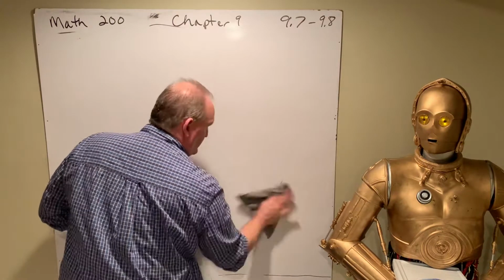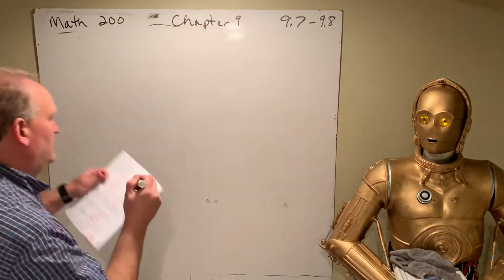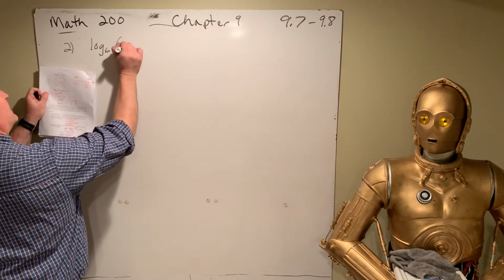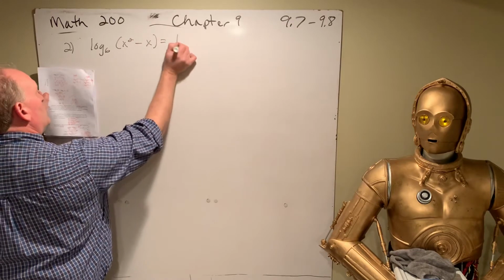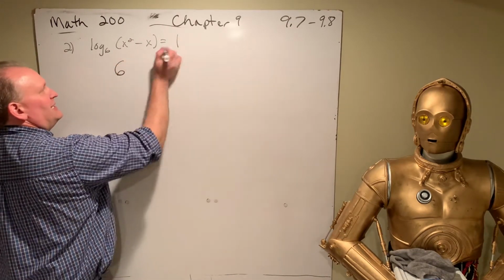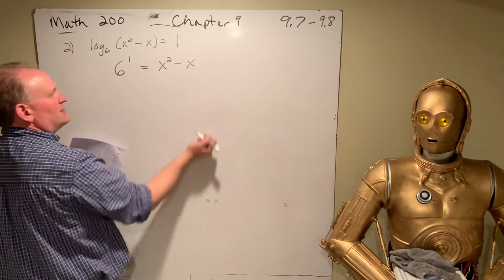Except for the review, the final review. I'm still going to do a video on that. So here, number 2. Log base 6 of x squared minus x is equal to 1. So how do I do that? Well, that's 6 to the first power is equal to x squared minus x.